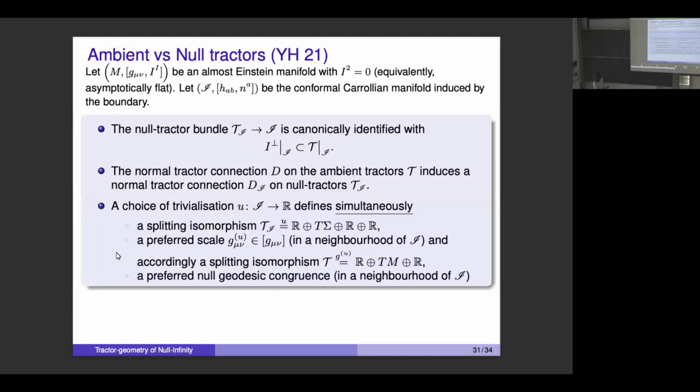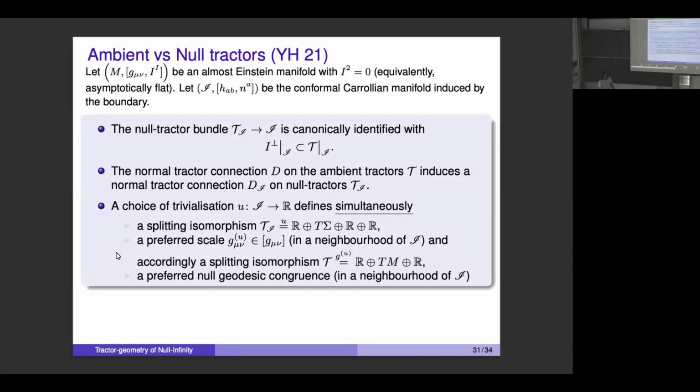So now we have, I told you, that there is a good definition. We have a conformal Carrollian geometry at the boundary. There is an invariant geometry of tractors living on this type of conformal degenerate geometry. This is this null tractor bundle. We also have tractors in the ambient space. And now you need to identify these tractors in the bulk with your tractors at the boundary.